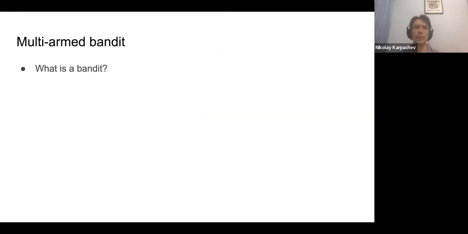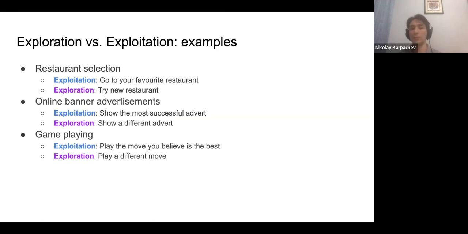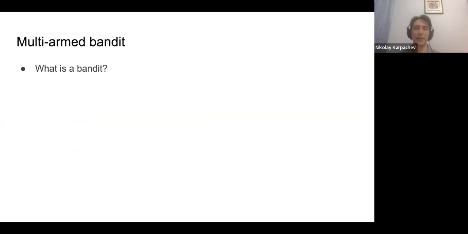So this is the basic intuition of this problem. So formally, we want to have some kind of a rule based on which we explore or exploit what we know so far. So how do we build these rules?